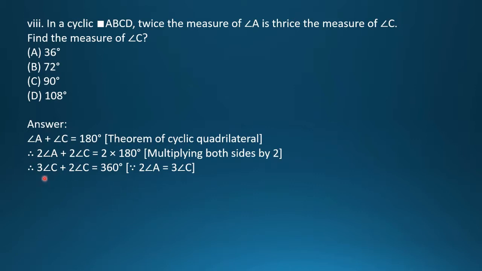So now 3 angle C plus 2 angle C is equal to 360 degrees. Now we're just adding the left hand side, 3 angle C plus 2 angle C, we get 5 times angle C equal to 360 degrees. So we take the 5 to the other side, and it will divide 360. So we get 360 divided by 5, which is 72 degrees. Therefore, angle C is equal to 72 degrees. So option B is the correct option, 72 degrees.